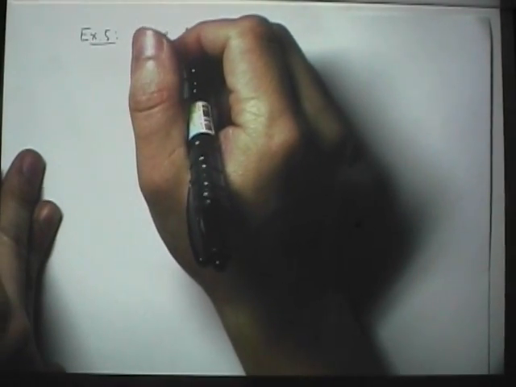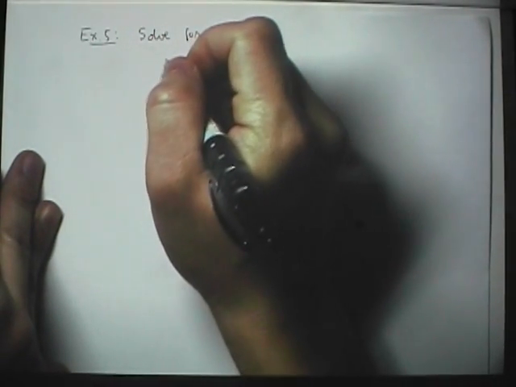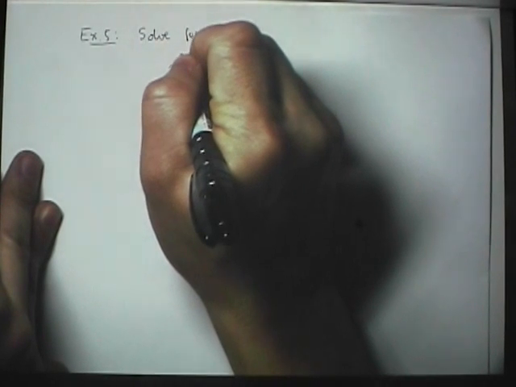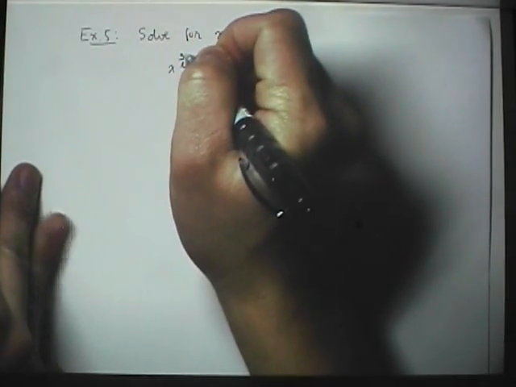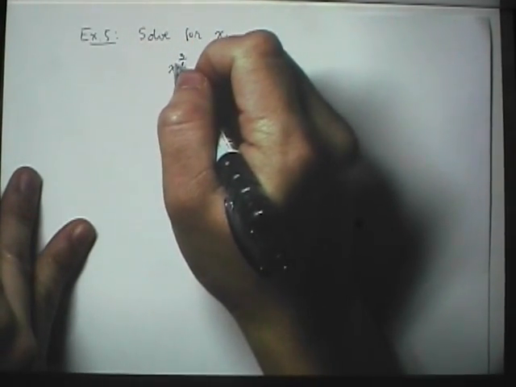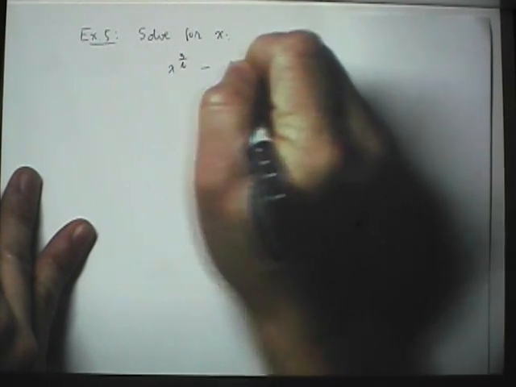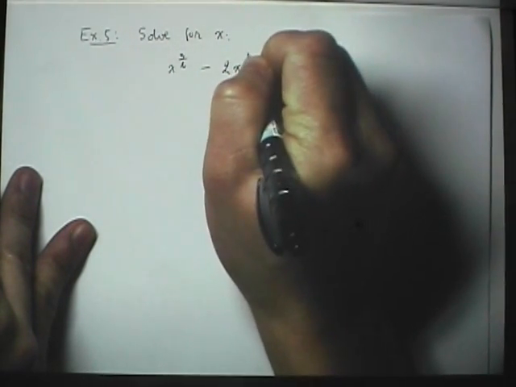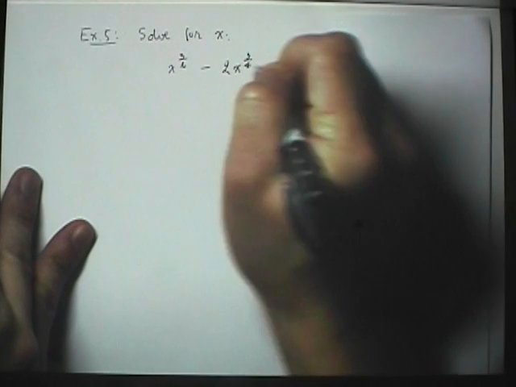In another example here, let's say we have my example number 5. Once again, let's try to solve for x. The equation that we have here is x to the 3/2 minus 2x to the 3/4 plus 1.